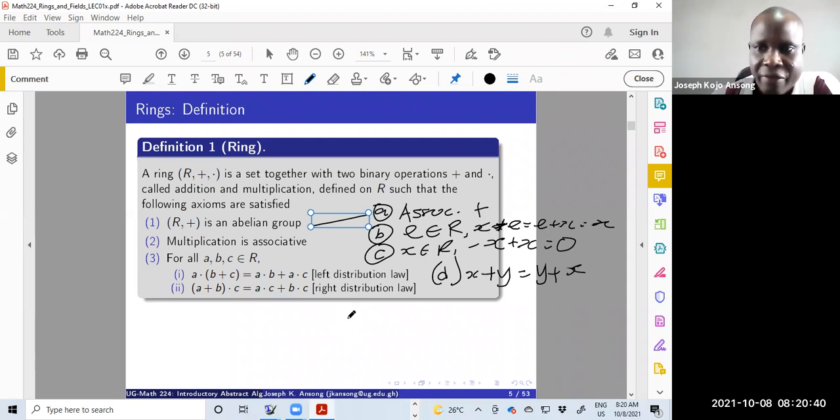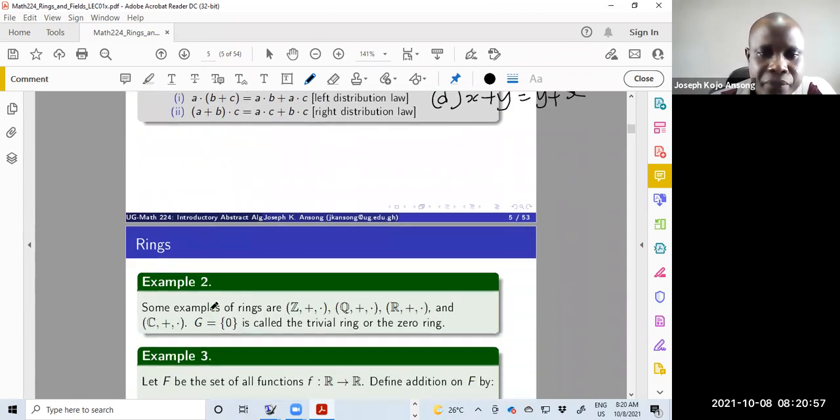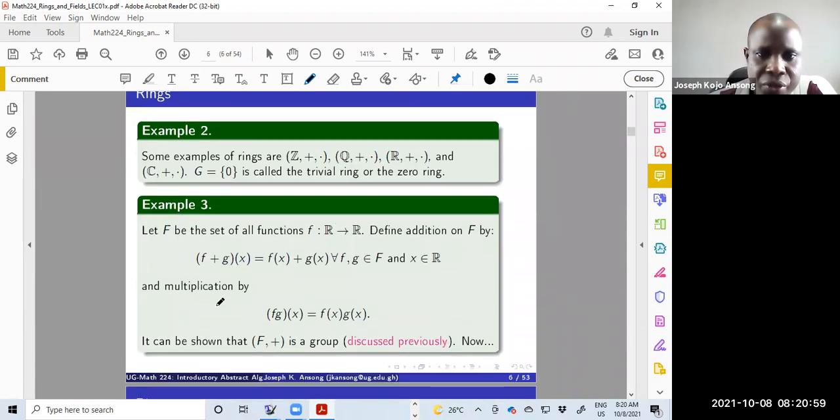Of course, sometimes you have theorems that will give you a shortcut approach to proving these things. But for the most part, this is what you need to show: that the structure is a ring. So keep this in mind. I'll probably come back to this again. Okay, good. So these are some examples of rings.